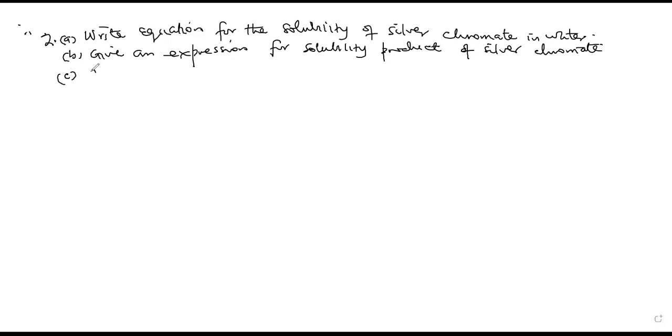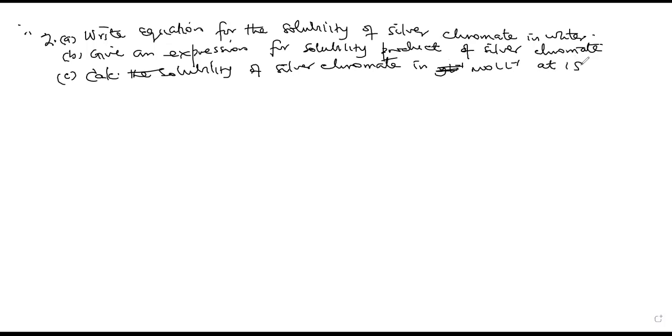Then part C, calculate the solubility of silver chromate in moles per liter at 18 degrees Celsius if the solubility product is 2.5 exponent negative 12 mole cubed liter per negative 3.